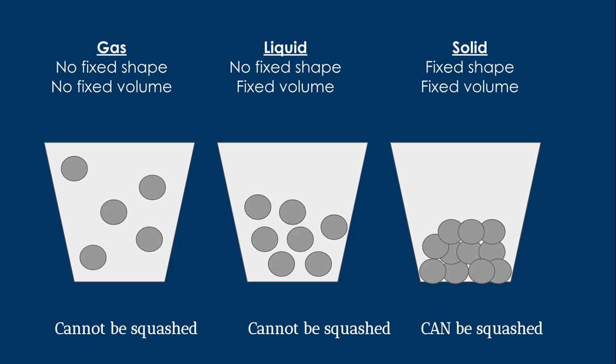Gas has no fixed shape. It also has no fixed volume. It can be squashed. Liquid has no fixed shape, but it does have a fixed volume. It cannot be squashed. Solid has a fixed shape and a fixed volume. It is the only state of matter that can be broken.